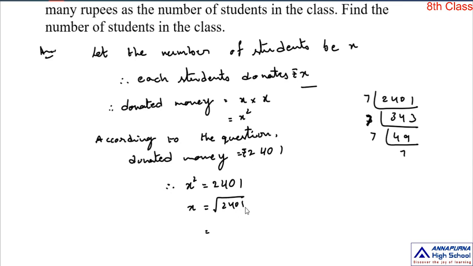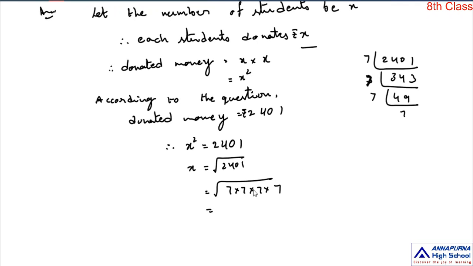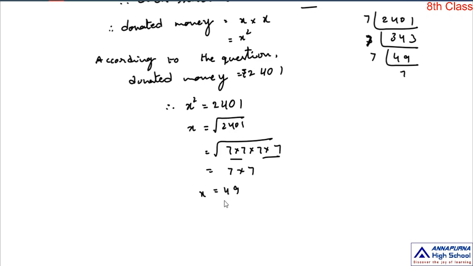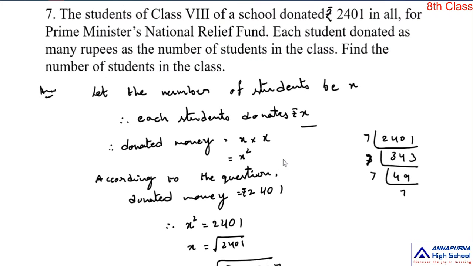And when you find the square root of this 2401, the prime factorization is 7 into 7 into 7 into 7. Let us take one factor from each pair. Here how many pairs are there? There are 2 pairs. So let us take one factor from each pair. 7 into 7. So it is equal to 49. So x is equal to 49. What is x? The number of students in the class is x. That quantity is equal to 49. Hence the number of students is 49.